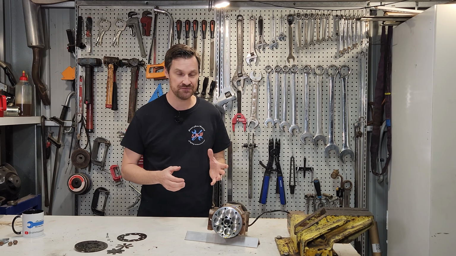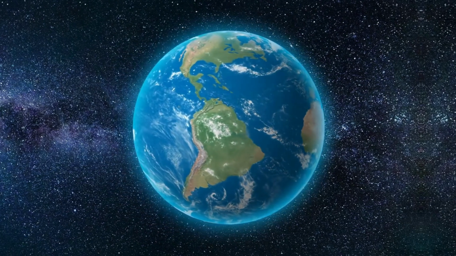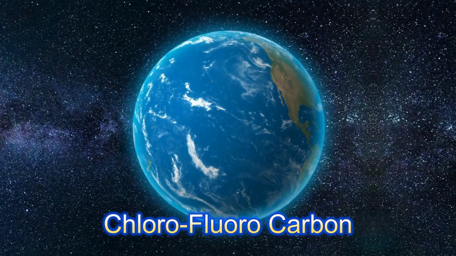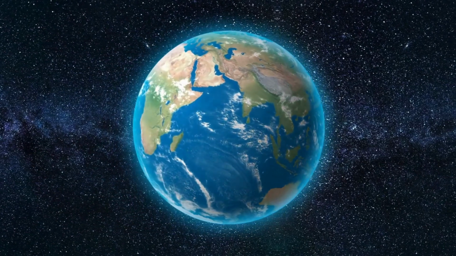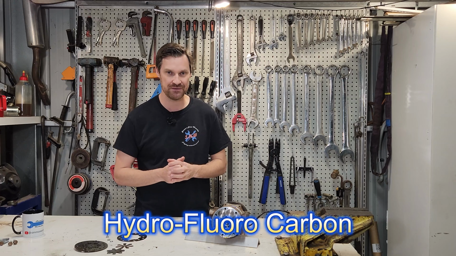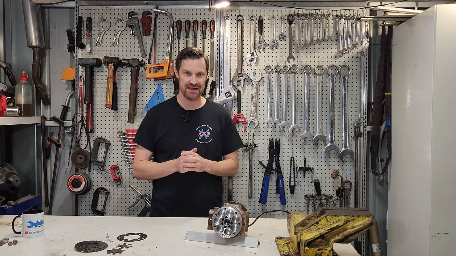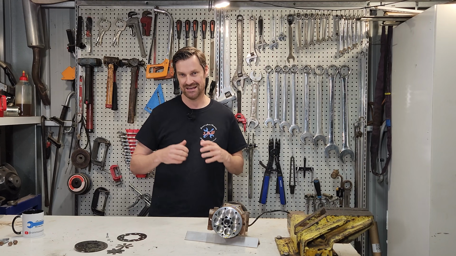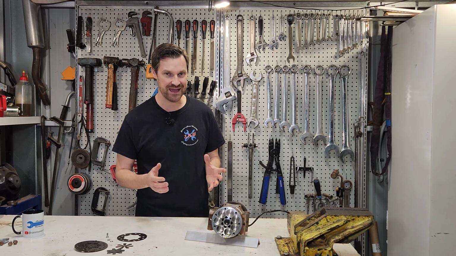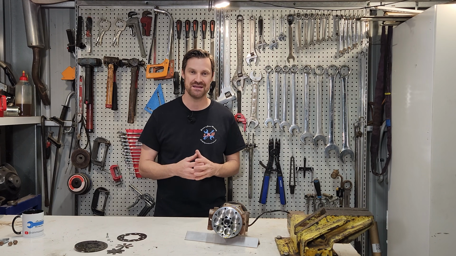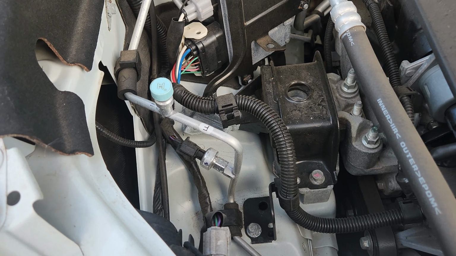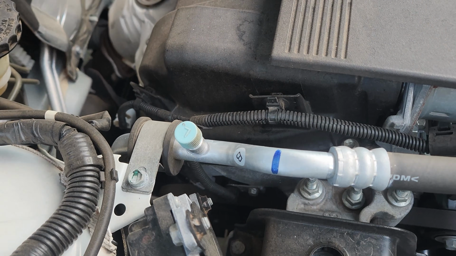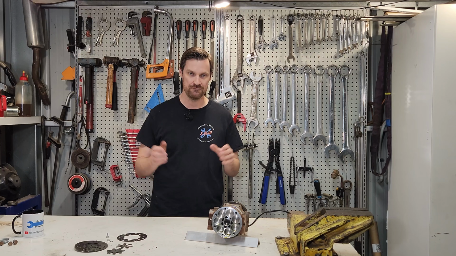R12 was very effective, but it was also depleting the ozone layer. It was a chlorofluorocarbon. R134a is still considered a greenhouse gas, but it is a hydrofluorocarbon and doesn't deplete the ozone layer. Of course, here in Australia, you need a license to handle any type of gas. And if you have an R12 system, in order to regas it, you need to convert it to R134a by changing the valves on the high and low pressure sides of the system.